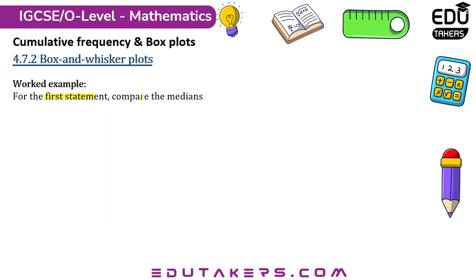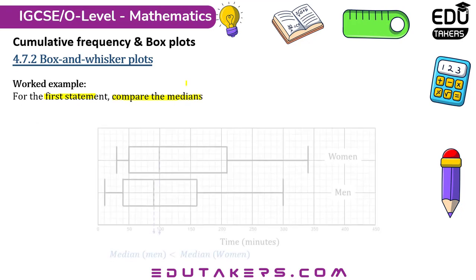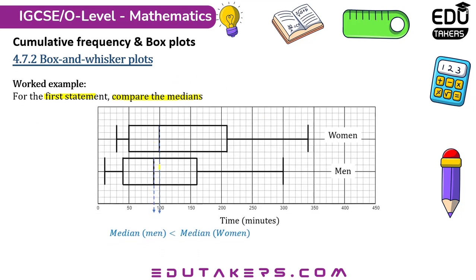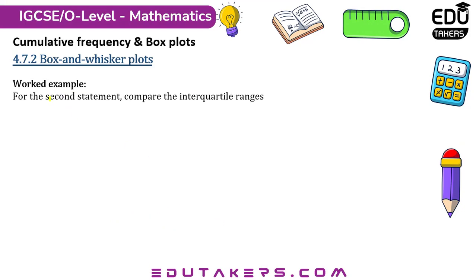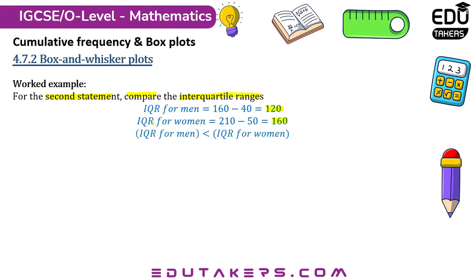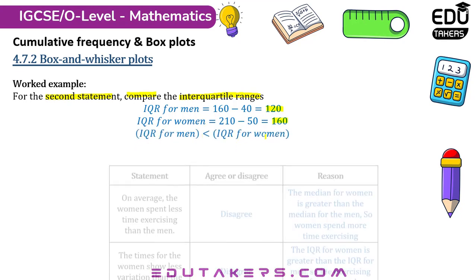For the first statement, compare the medians. Median for men is less than the median for women. And for the second statement, compare the interquartile ranges. Interquartile range for men is 120. Interquartile range for women is 160. So interquartile range for men is less than interquartile range for women.